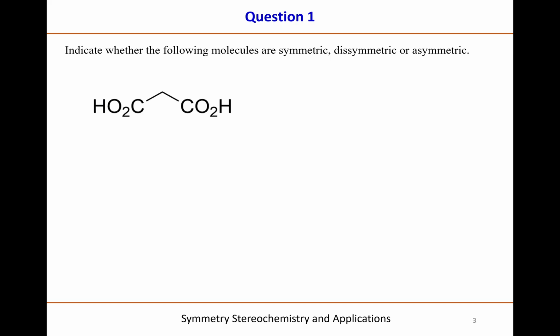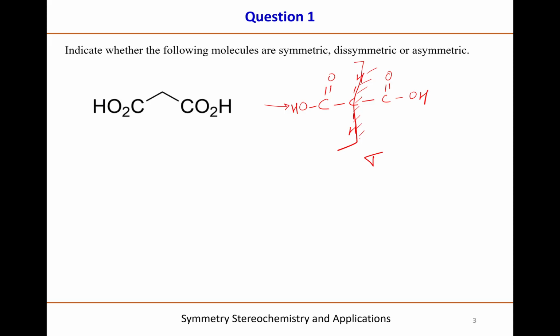Next one is: indicate whether the following molecules are symmetric, dissymmetric or asymmetric. Again the same question, and we have a molecule here. Okay. So in this case, I will write it in open form. It will become easier for you. CH2. Okay. So if I pass a plane here, these two sides are the same, right? So there is a plane of symmetry. Plane of symmetry is present here.